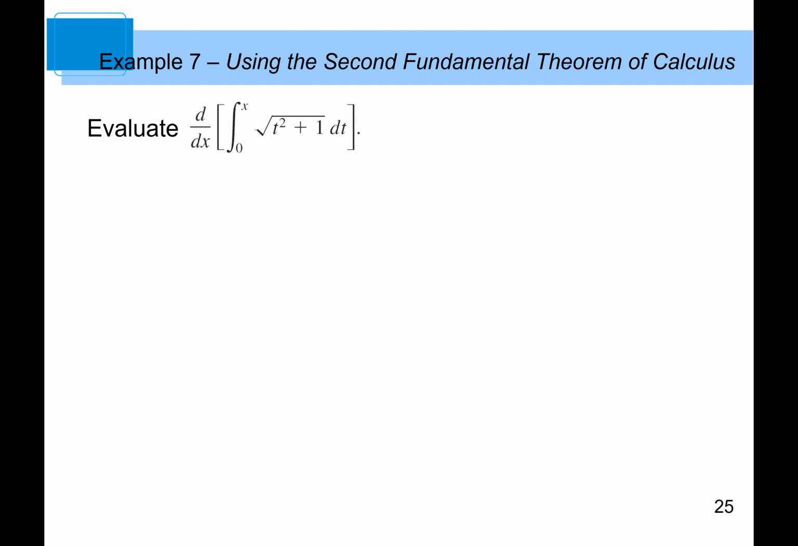Okay, so let's take a look at this example. We find the derivative of the definite integral of radical t squared plus 1 with respect to t from 0 to x. As you can see, all you need to do is derivative and antiderivative cancel, and you just replace t with x. So it becomes radical x squared plus 1. Just that simple. So that's the final answer using the second fundamental theorem of calculus.